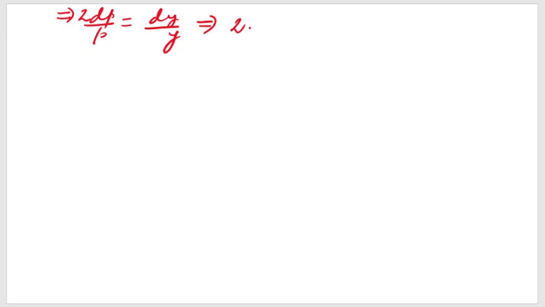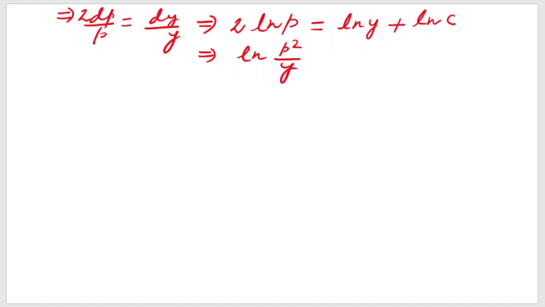So if I integrate, 2 dp by p will be equal to 2 ln p, and dy by y will be equal to ln y. We have to add the constant of integration, that is ln c. So what I get? I get ln p square by y if I bring it in the left hand side, and this is equal to ln c. So p square by y is equal to c, right? So this is my equation number 2.